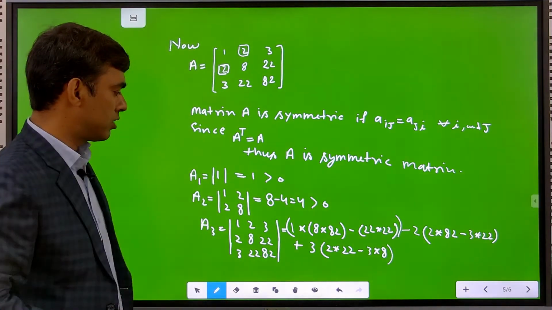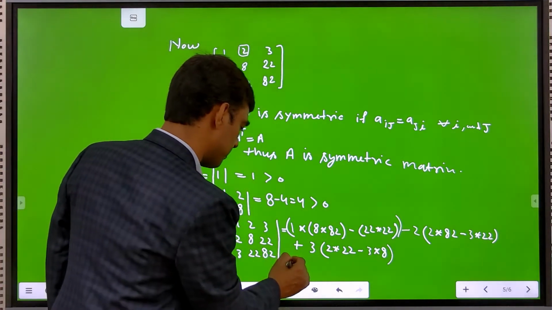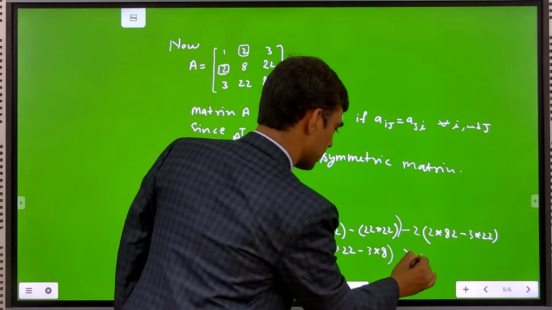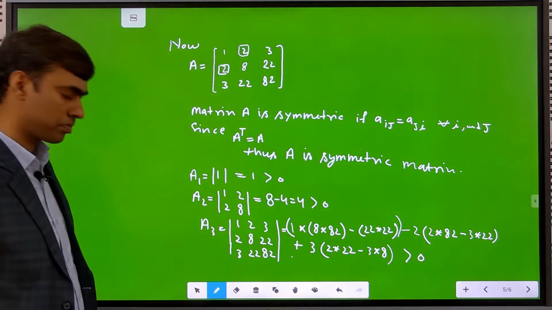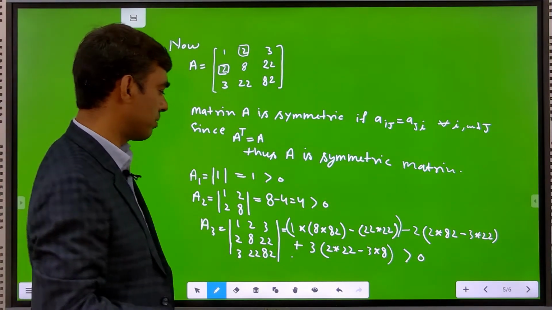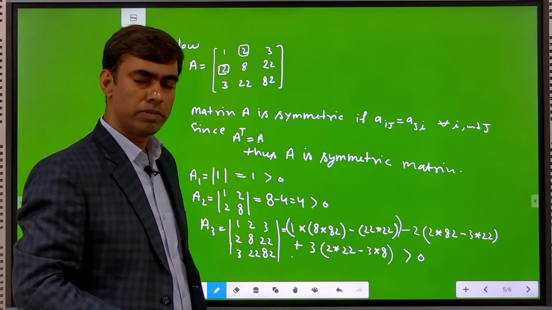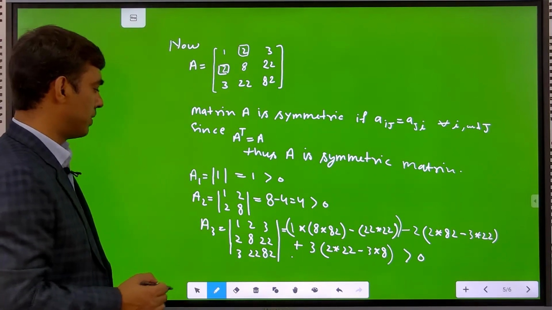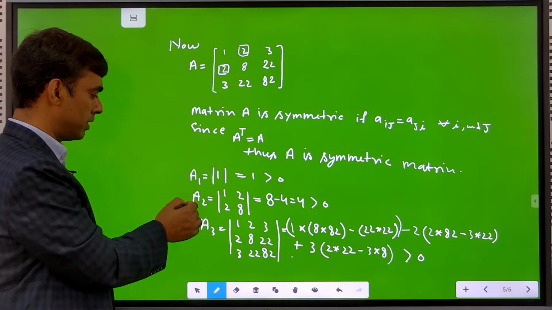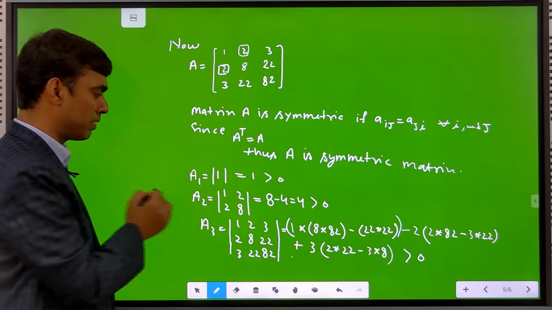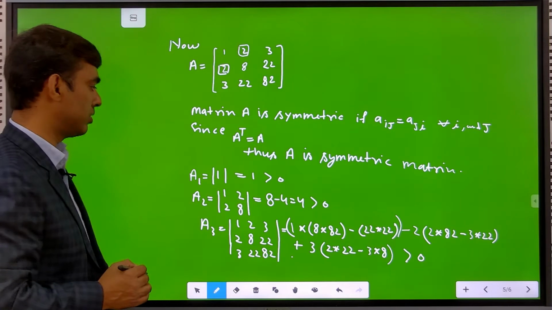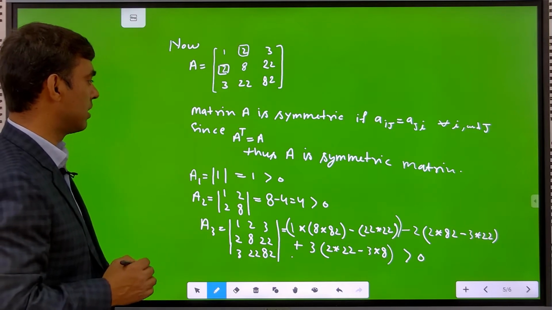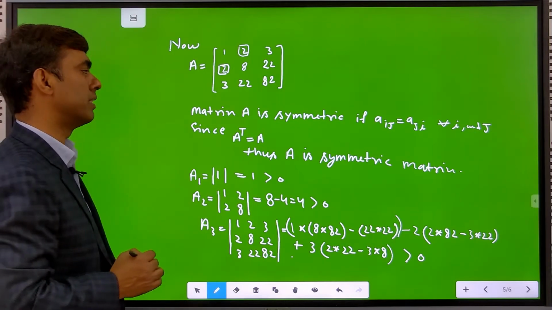So if we simplify this one, then this one is also greater than 0. This one is also greater than 0. We have already calculated the value of this one. The value of this one is greater than 0. This means the principal minor of order 1, principal minor of order 2, principal minor of order 3 is greater than 0. Thus we conclude that the matrix A is also positive definite.